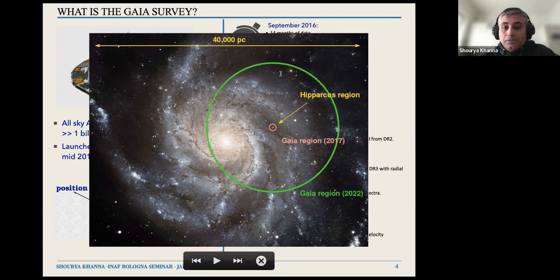And really, we can go all the way from the inside to the outside of the disk, including looking at fainter objects in the halo, for instance. So it really is allowing us to answer questions that we've been seeking for quite a while.